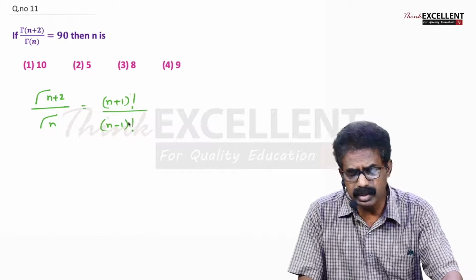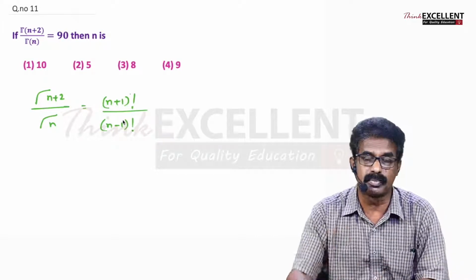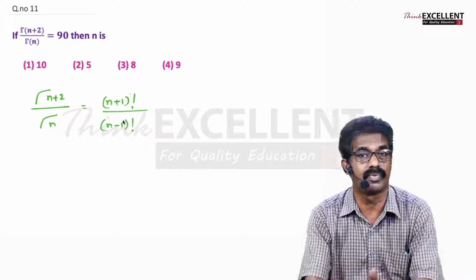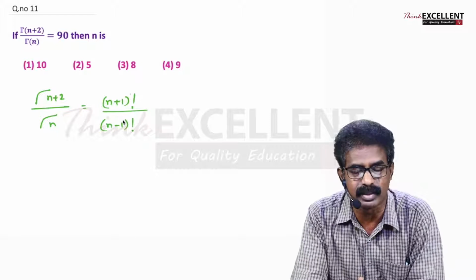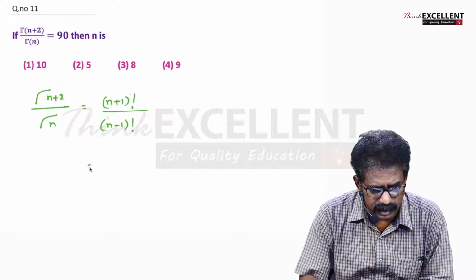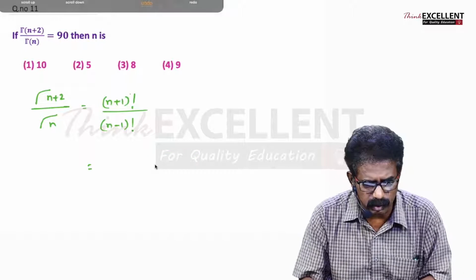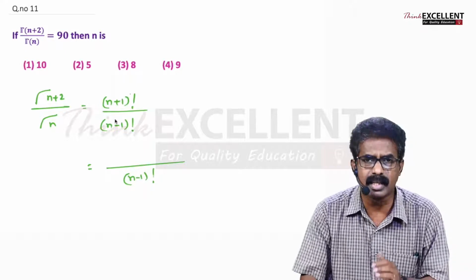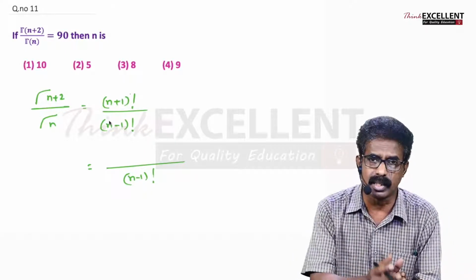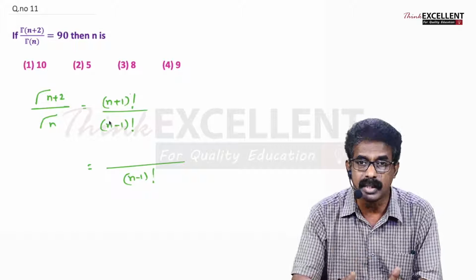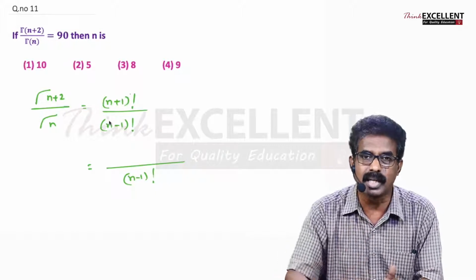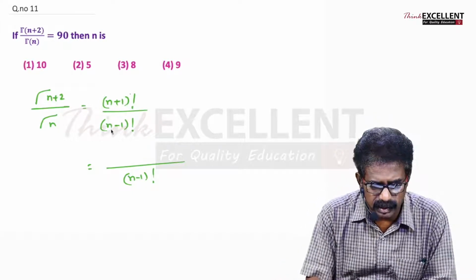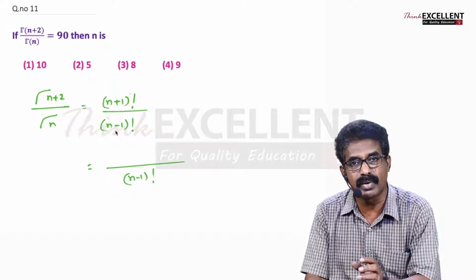Now factorial means, you know what 5 factorial is, 1 into 2 into 3 up to 5. But here's the easy way: 5 factorial can be written as 5 into 4 factorial, or 5 into 4 into 3 factorial, like that. The smaller one you write as it is. Here the smaller one is n minus 1 factorial. The numerator is like our 10 factorial, which can be written as 10 into 9 factorial, or 10 into 9 into 8 factorial, or 10 into 9 into 8 into 7 factorial. Like that, till where you want you can write. Here the denominator is n minus 1, so you write till you get n minus 1 factorial.